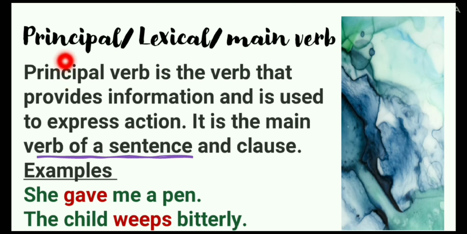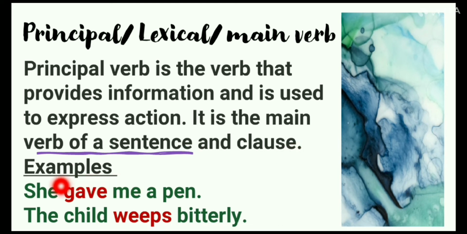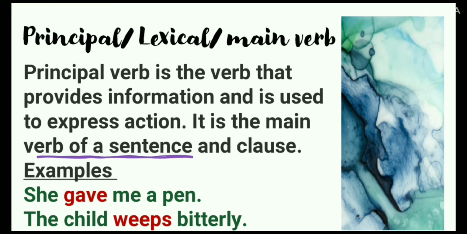Now, what are principal verbs, which are also called lexical or main verbs? A principal verb is the verb that provides information and is used to express action. It is the main verb of a sentence and clause. For example, she gave me a pen. The child weeps bitterly. Both these sentences are one-clause sentences carrying just one verb, that is the main verb.